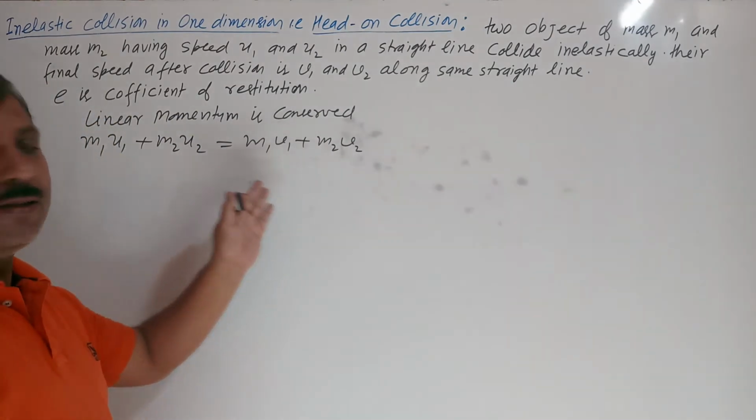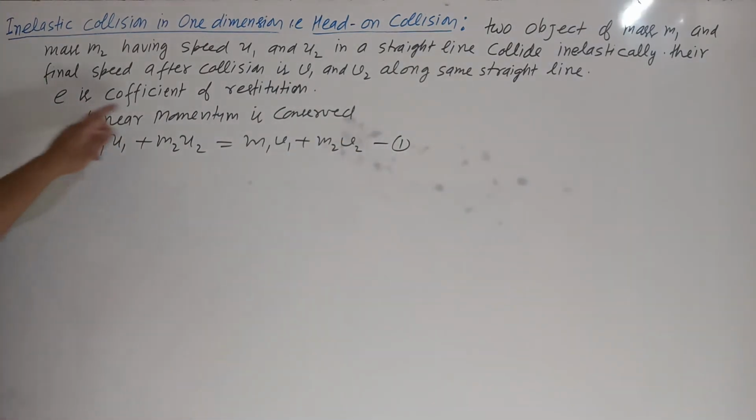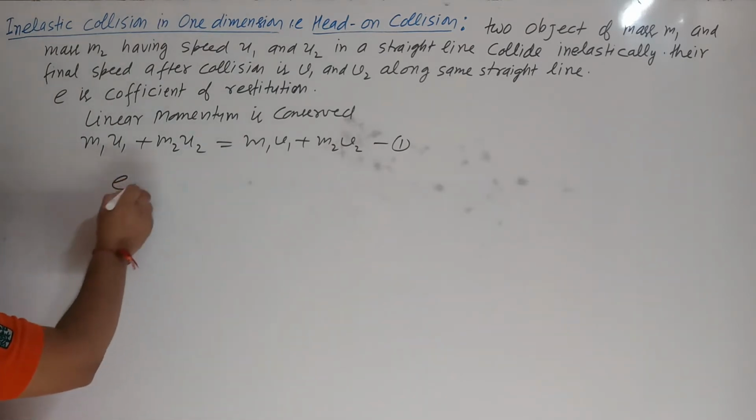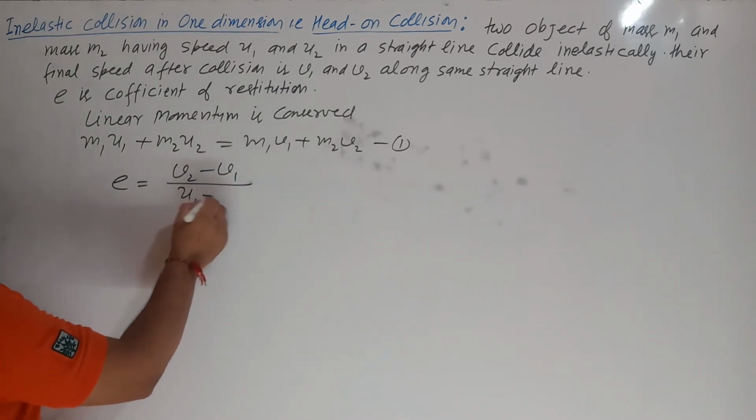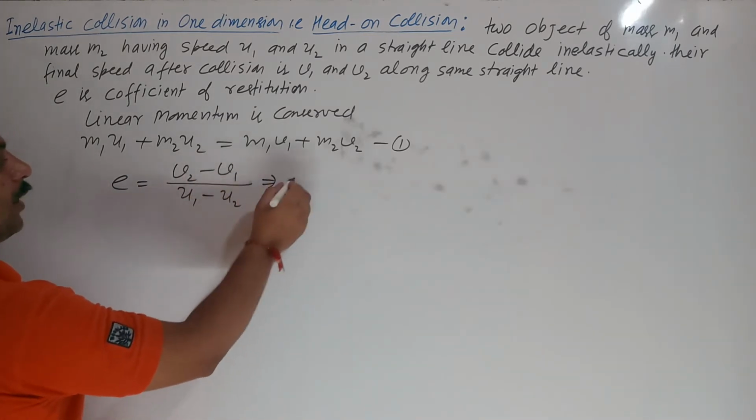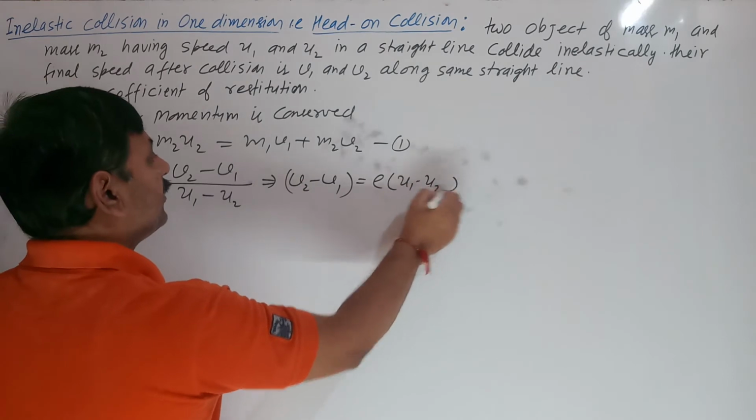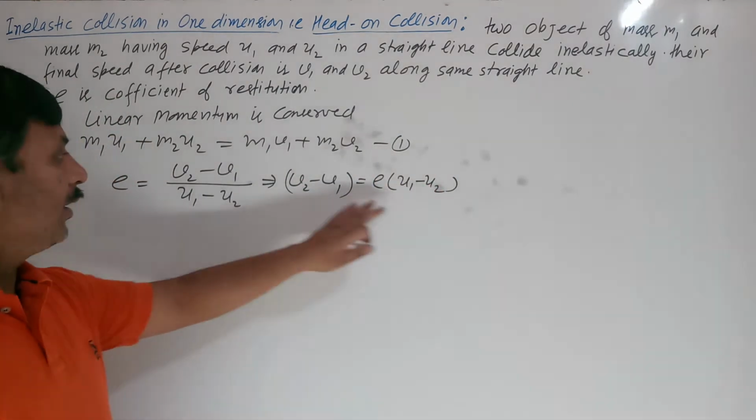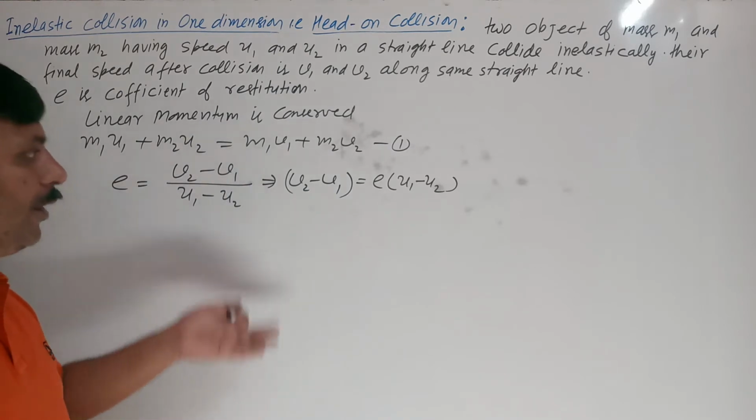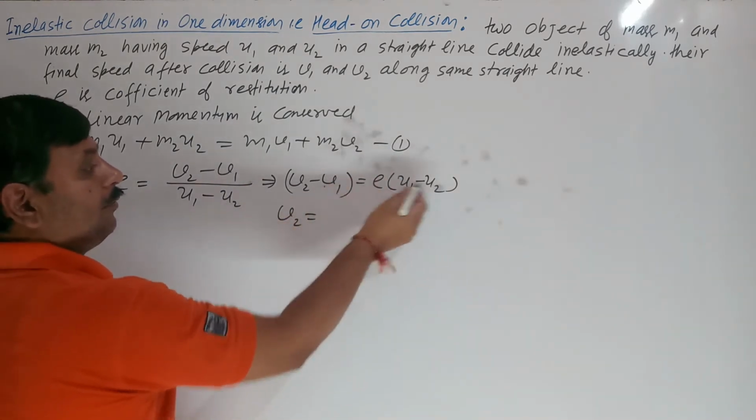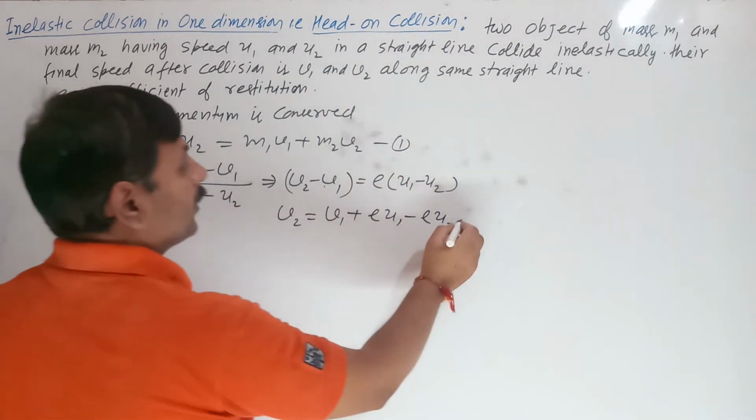as they are moving in a straight line, so we can write it in scalar form. This is the first equation. Second, what is e, the coefficient of restitution? e is the ratio of relative velocity of separation to relative velocity of approach. So this implies v2 minus v1 is equal to e times (u1 minus u2). This is the relation between velocity of approach and velocity of separation. We have to find v1 or v2. So v2 is equal to v1 plus e u1 minus e u2. This is the second equation.